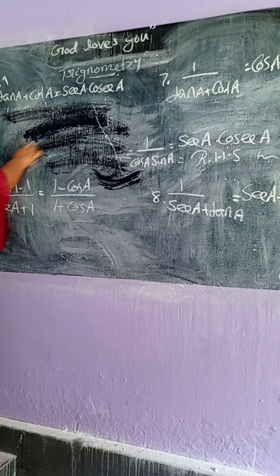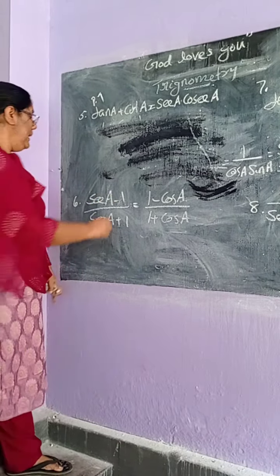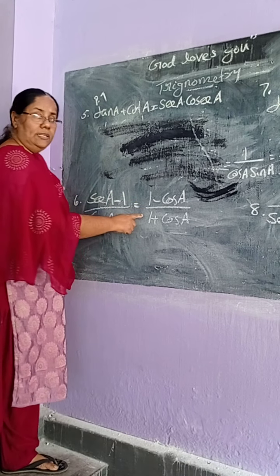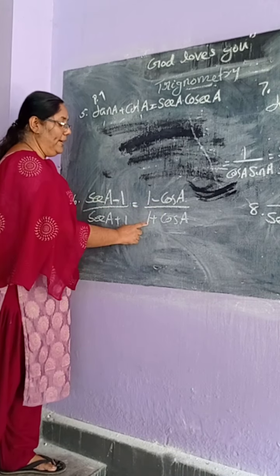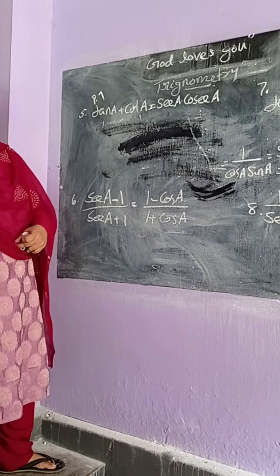Copy the second question. Sec A minus tan A by sec A plus tan A is equal to 1 minus cos A by 1 plus cos A. Take the LHS. What is the LHS?